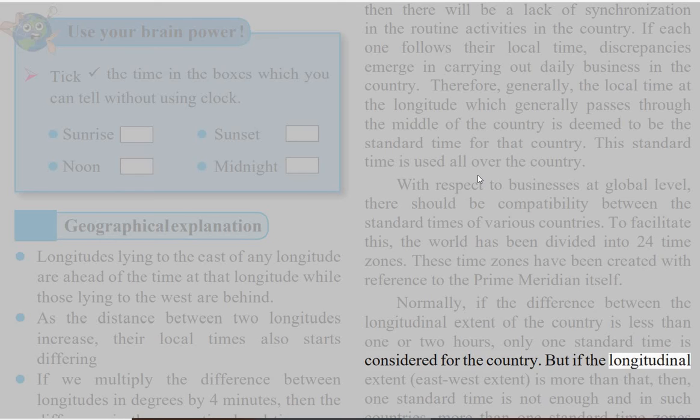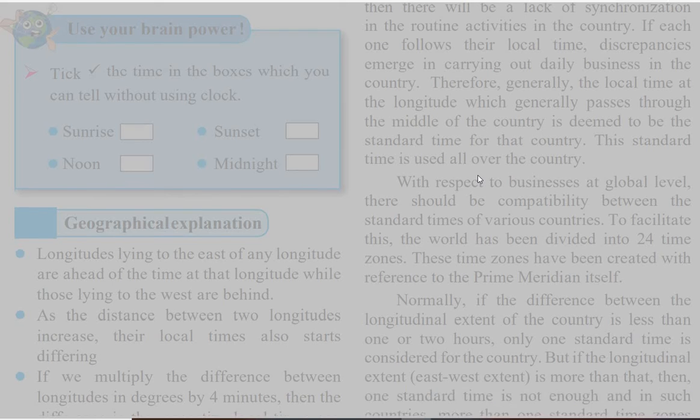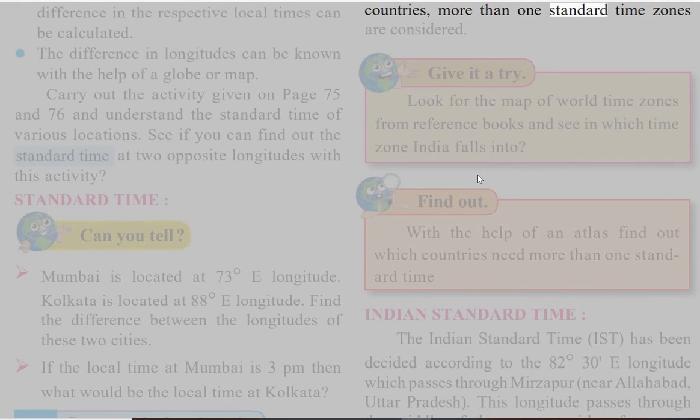But if the longitudinal extent, the east-west extent, is more than that, then one standard time is not enough, and in such countries, more than one standard time zone is considered. Find out. With the help of an atlas, find out which countries need more than one standard time.